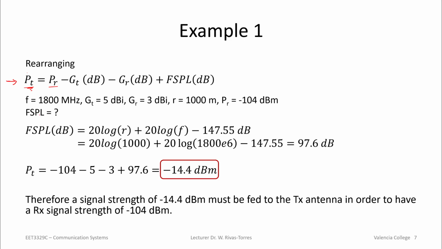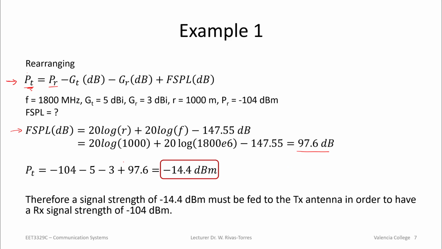If you go back to lecture one, we had an expression for free space loss, right? 20 log of the distance plus 20 log of the frequency, which in our case is the 1800 megahertz, minus 147.55. You plug in all your numbers and you get that the free space loss is 97.6 dB.